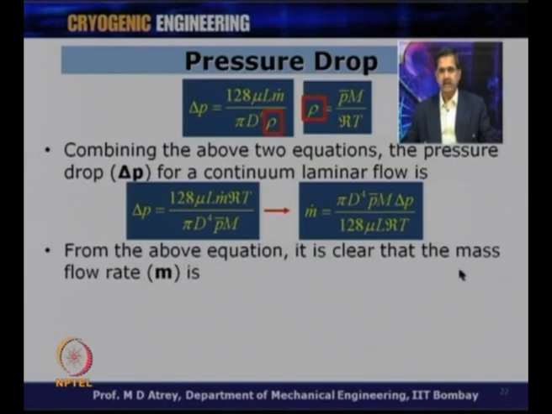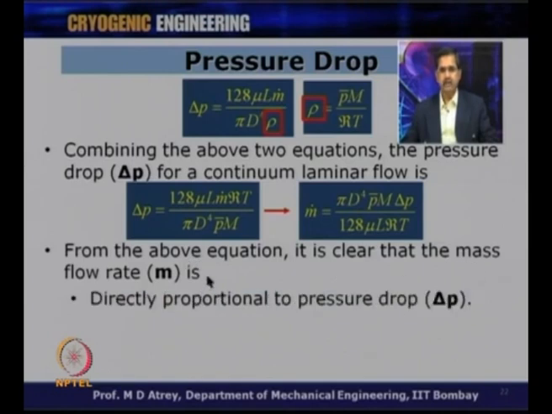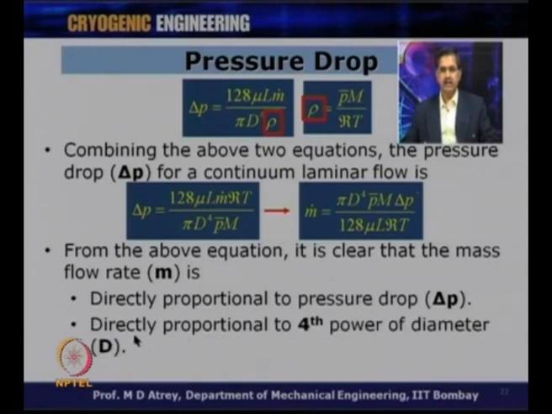From the above equation, it is clear that the mass flow rate m is directly proportional to the pressure drop. So, if the pressure drop is higher, mass flow rate is going to be higher, and it is directly proportional to the fourth power of diameter. Here delta P had an inverse relation with the fourth power of D, while mass flow rate has a direct relationship with the fourth power of diameter.